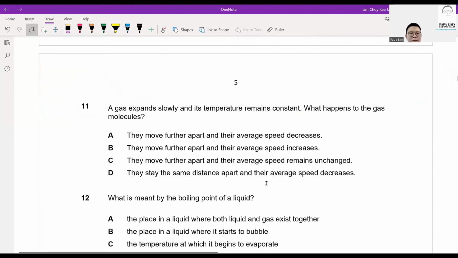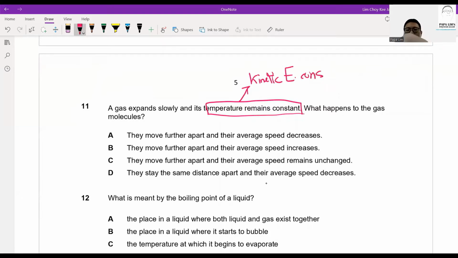Now, for number 11, okay, number 11 here is a trick question, in the sense that there are certain clues hidden in the question. Now, the question says the temperature remains constant. So when the temperature remains constant, one of the big clues that they are giving us is that the kinetic energy of the particle is actually constant. This is because kinetic energy is proportional to the temperature. So if the temperature increases, I will know that the EK of the particle will increase. If the temperature is constant, my EK will be constant.